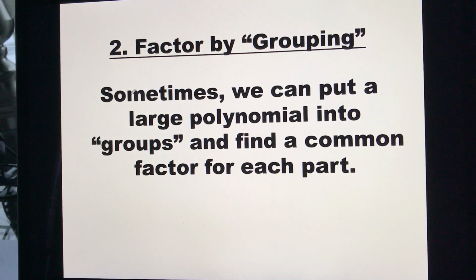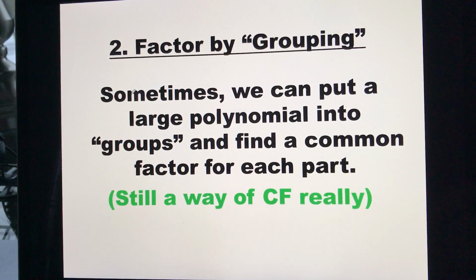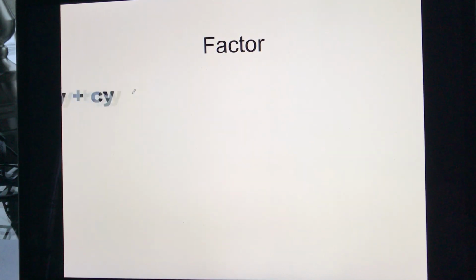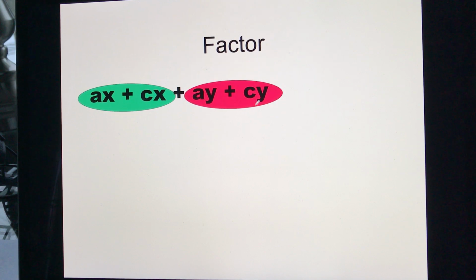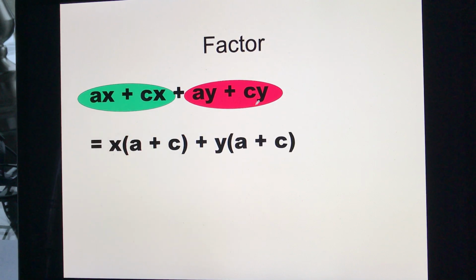The last one here for this video is factoring by grouping. Sometimes we can put a large polynomial into groups and find a common factor for each part. So it's really just common factoring a couple of times. So for example here, ax plus cx plus ay plus cy. I take a look at the first two and the second two, and I see x is common, there's an x there and an x there, so I pull my x out. What would I have left? A plus c. I know I'm right because I can go x times a, ax, x times c, xc. And the same thing over here, y is common. I can pull the y out front and have my a plus c.